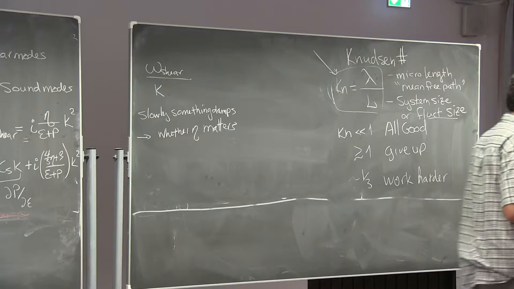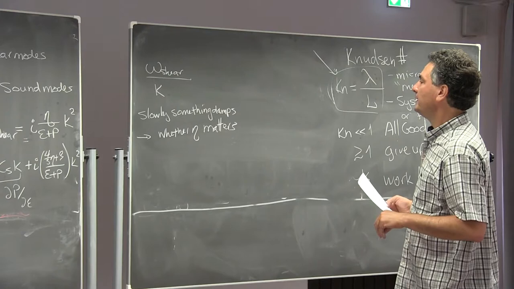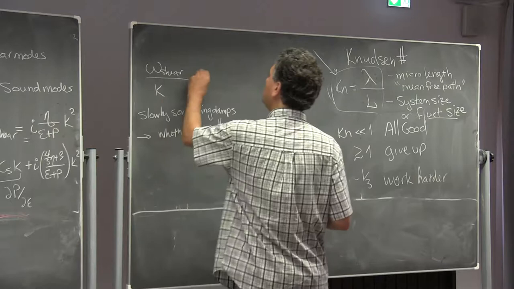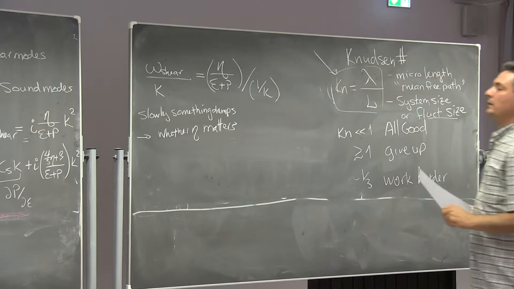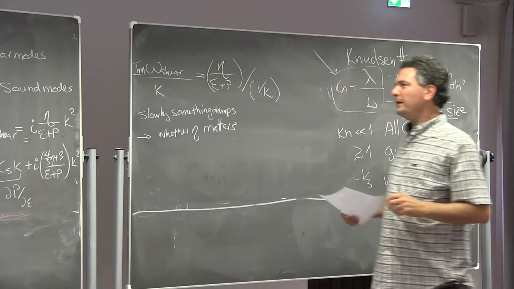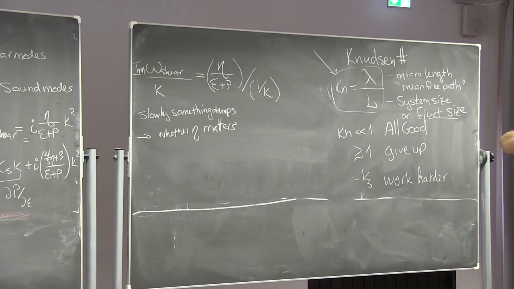Okay, and yeah, everything is good. Okay, and now I put in this number. So this is then eta over E plus P divided by 1 over K. I should put a little im here. See, damping imaginary part, which is relevant. This is a 1 over K because omega shear has a K squared. And I decided to put it downstairs. Okay, just for fun.